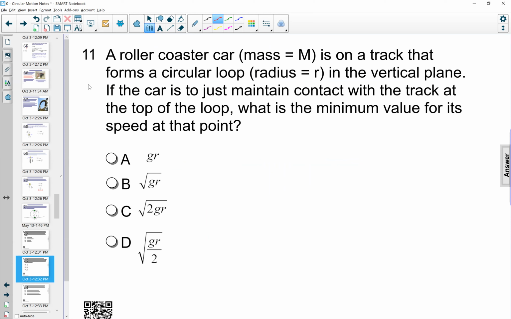All right, 11. A roller coaster again, mass m, is on a track that forms a circular loop, radius r, in a vertical plane. If the car is to just maintain contact with the track at the top of the loop, what is the minimum value for its speed at this point?